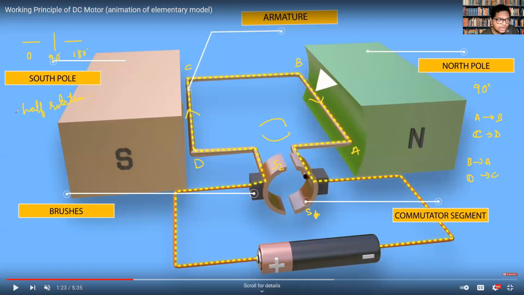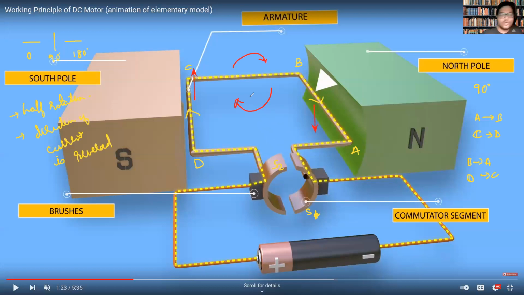So I will say that after half rotation, the direction of current is reversed. Okay, what has happened? The direction of current has reversed. Also, one important thing was the force was upward, and here the force is downward, and therefore the coil turned what is called a clockwise turn. Okay, if you see this, the coil has turned clockwise.